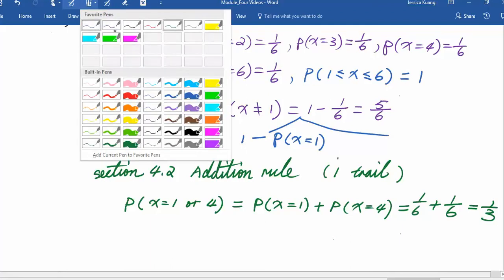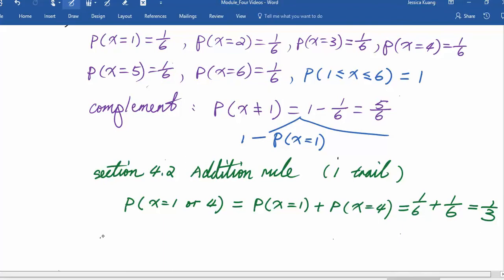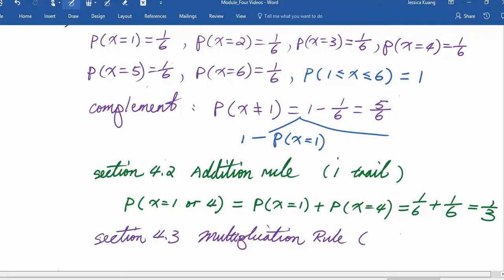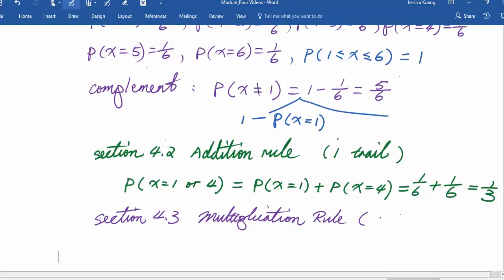For the multiplication rule, that is section 4.3, multiplication rule. In this case, the keyword is multiple trials. For example, I could have 2 or a higher number of trials.